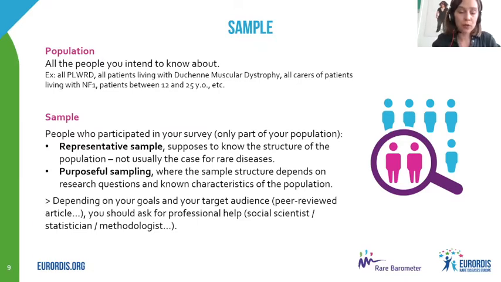There can be different types of samples, and the one that we usually try to reach is a representative sample. But to have a representative sample, you need to know the structure of your population: how many men and women, how many people living with such a rare disease live in your population. Usually for rare diseases this is not known, so it's usually not very feasible to have a really representative sample.